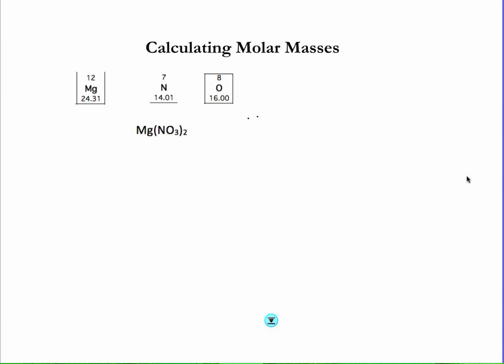So what we're going to do here is take the 24.31 for the magnesium, and we're going to add that. Sorry, my pen wasn't working there. 24.31 grams, which is the mass of 1 mole, right? Remember this from the previous video, that's the mass of 1 mole of magnesium.